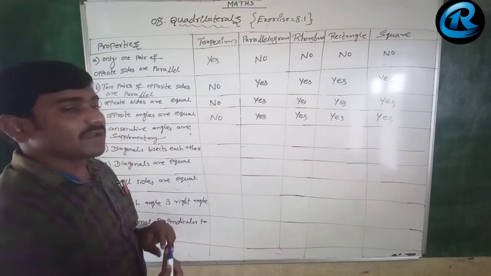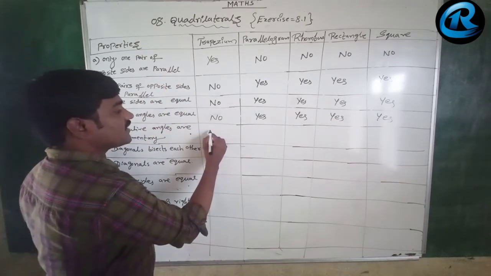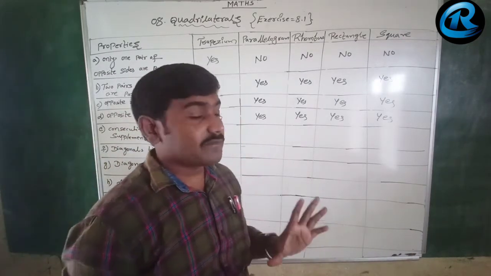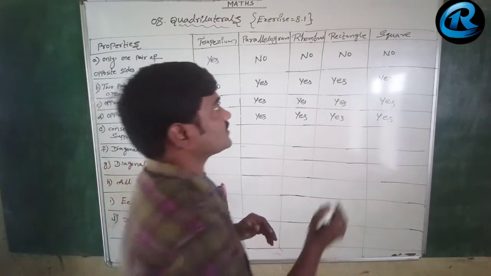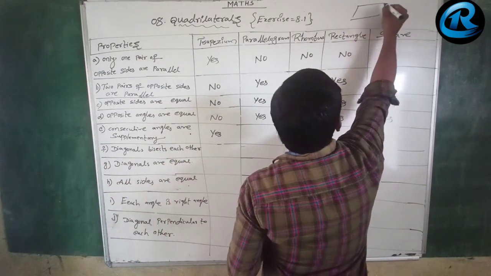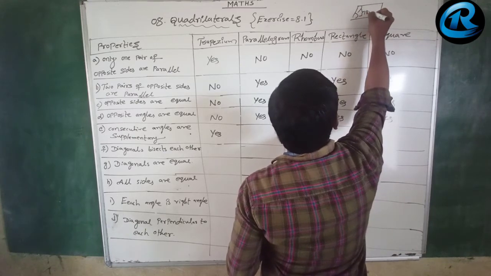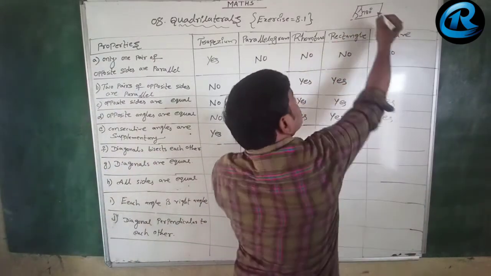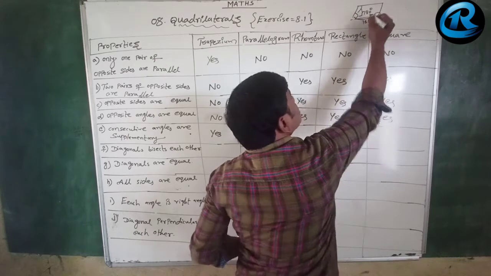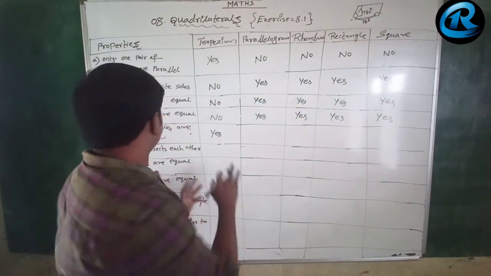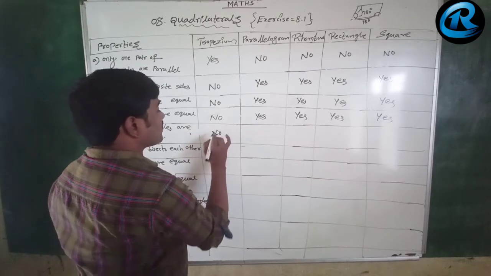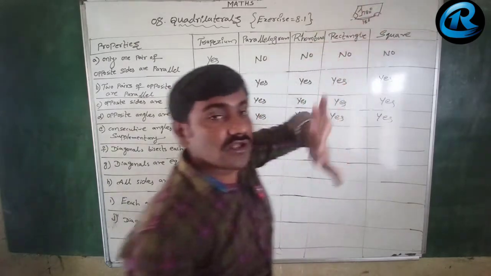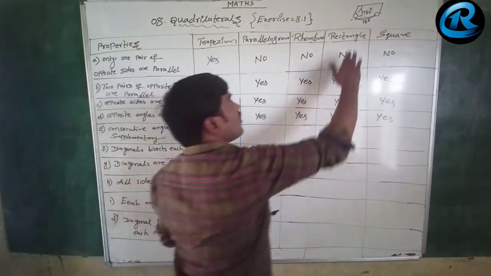Consecutive angles are supplementary. Are the consecutive angles supplementary in the trapezium? So how can you say that? Only these two consecutive angles are 180 degrees, but not these two. If you take these two angles, they will not be equal to 180 degrees. That will be more than 180 degrees or less than 180 degrees. So we write here that consecutive angles are not supplementary in all cases. Only this one pair and this one pair will be 180 degrees, so it will not hold for this.